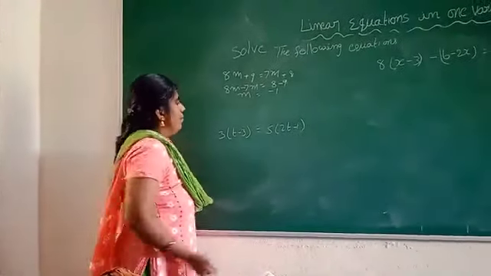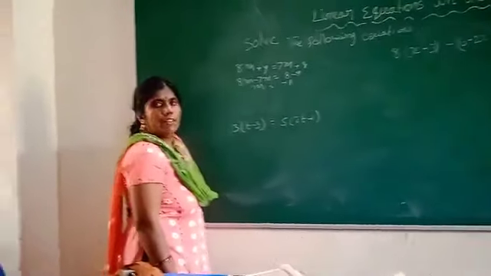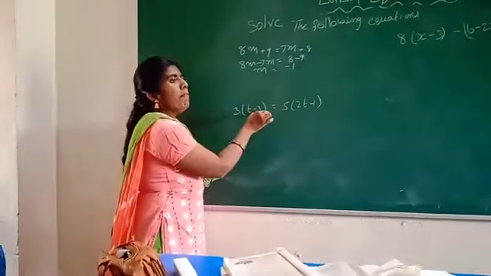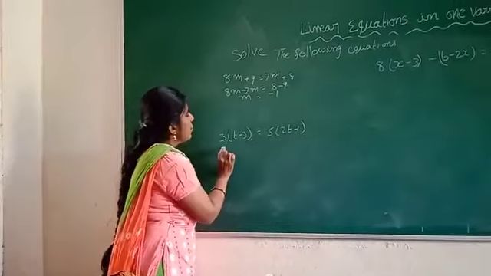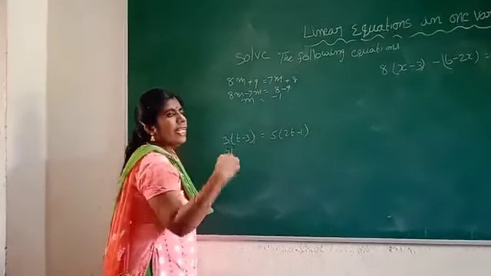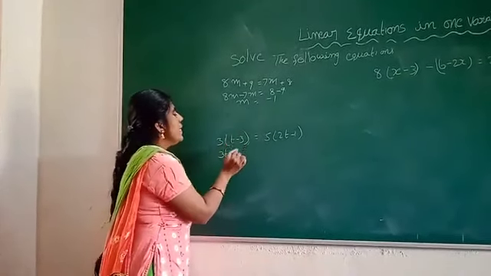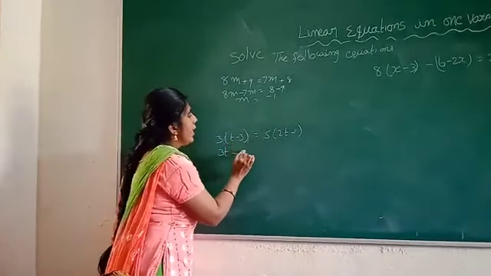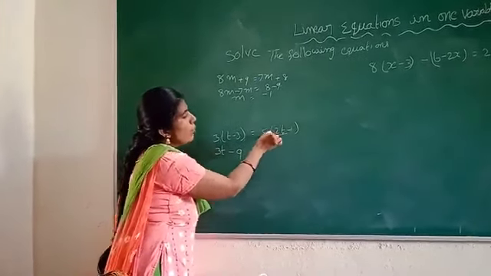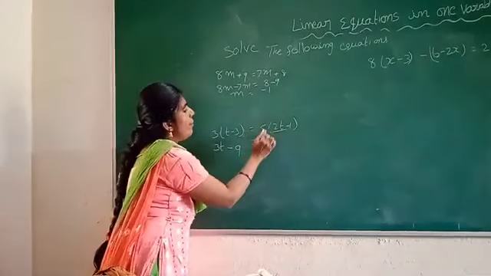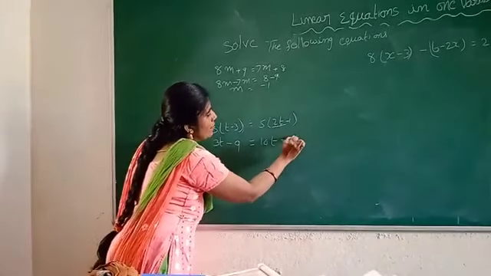Next, 3 bracket is nothing but multiplication. Is it clear? Bracket is nothing but multiplication. So, 3 into x, 3x. 3 into t, 3t. Plus into minus, minus. 3 into 3, 9. Okay, next. 5 into 2t, 10t. 5 into minus 1, minus 5.